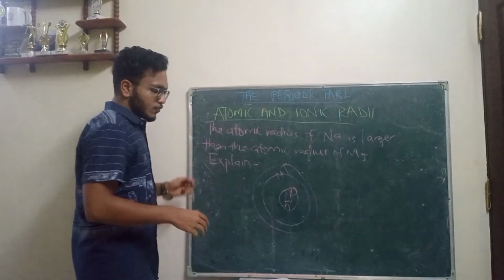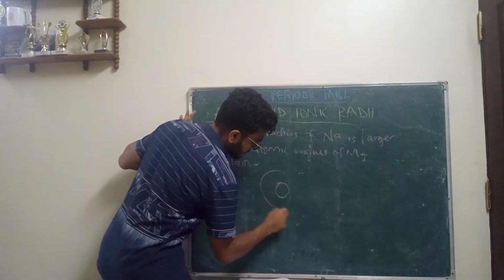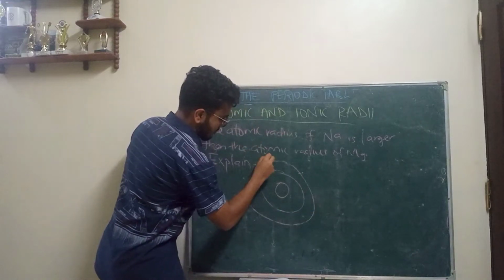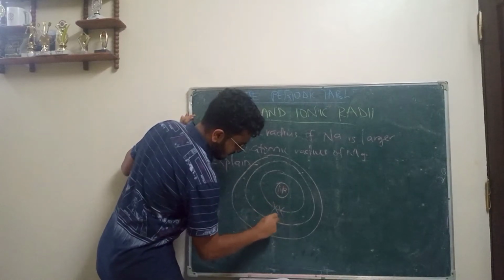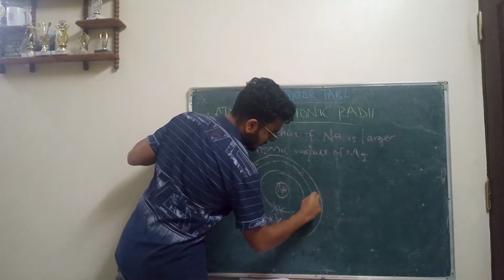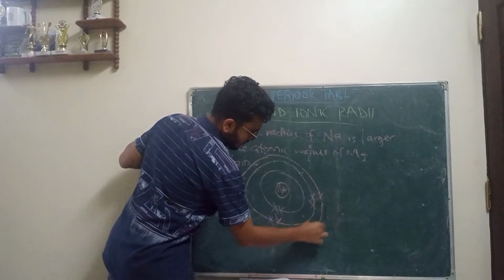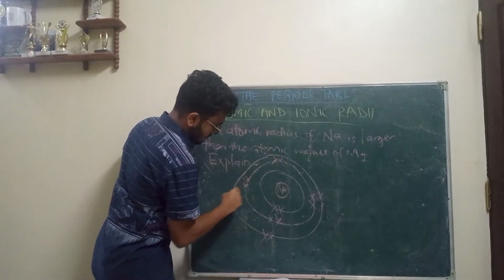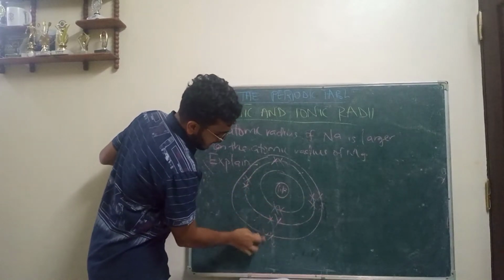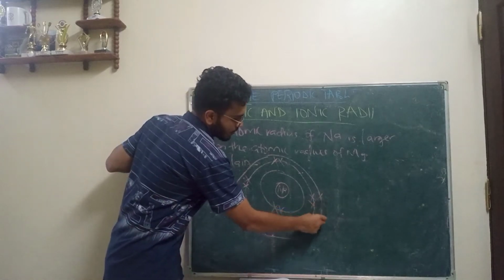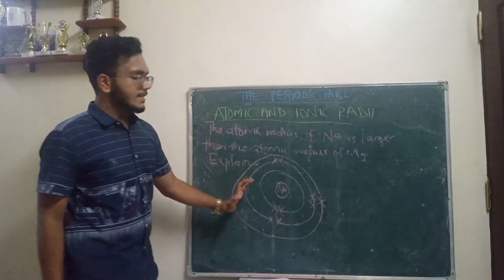That is obvious. So let's draw the atom of sodium and magnesium. We have sodium. How have I drawn it? 2 electrons in the first energy level, 8 electrons in the second energy level, and 1 electron in the third energy level. Here, this 1 electron. So this is the atom of sodium.